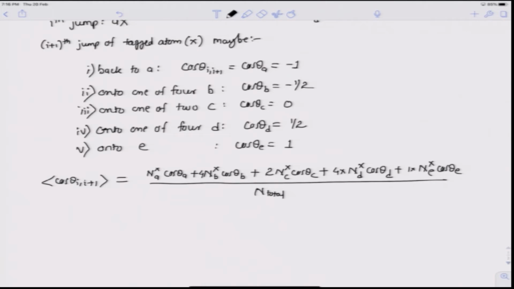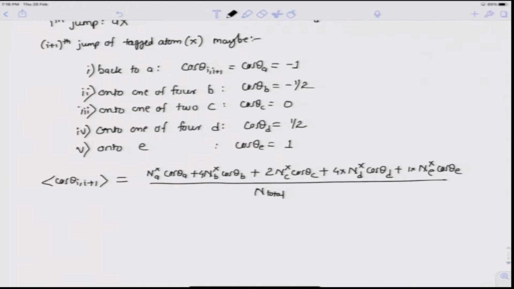Remember, when we evaluate the average of cos theta i plus 1, we have a large number of atoms. So, we are tracking each of the X atoms for its i th and i plus first jump, evaluating the cos theta and taking the average of it, right.